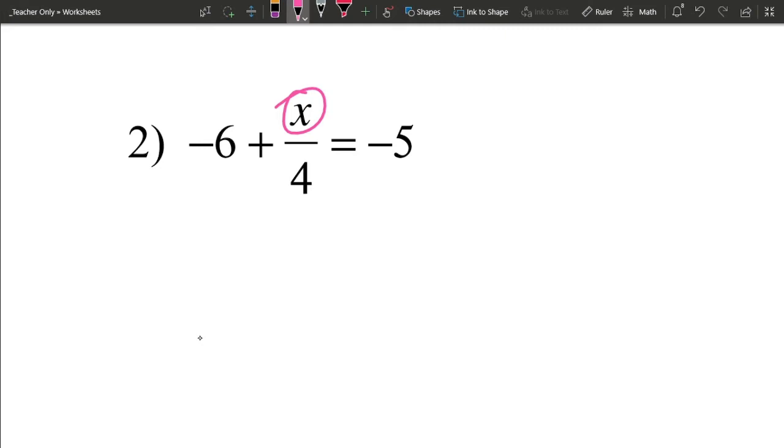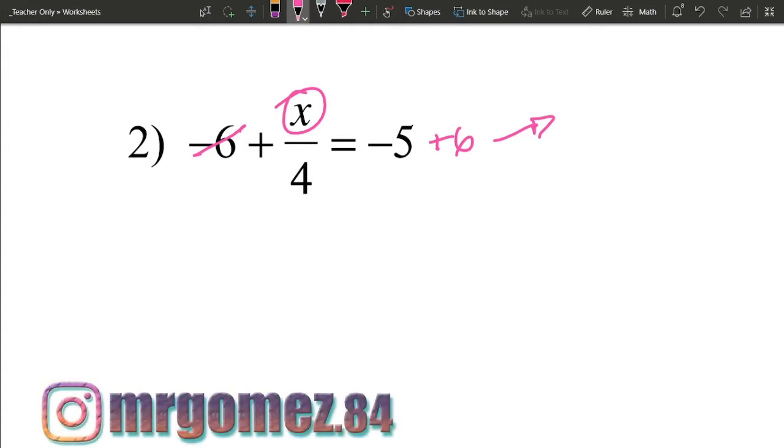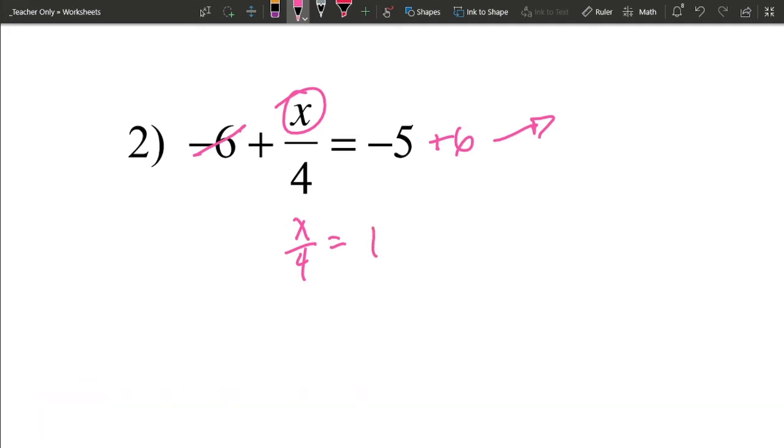Okay, so I'm just gonna do the opposite of -6 on the other side. So over here, I'm just gonna do +6. This will cancel out. Now, I can do this operation on the side if I want to, or I can do it in my head because it's a simple operation. So I'm gonna have x/4 remaining on this side, equals, on this side I have +1, since 6 minus 5 is +1. That was the first step: just do the opposite on the other side.